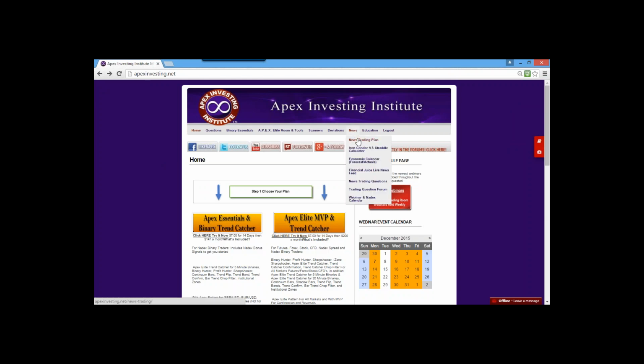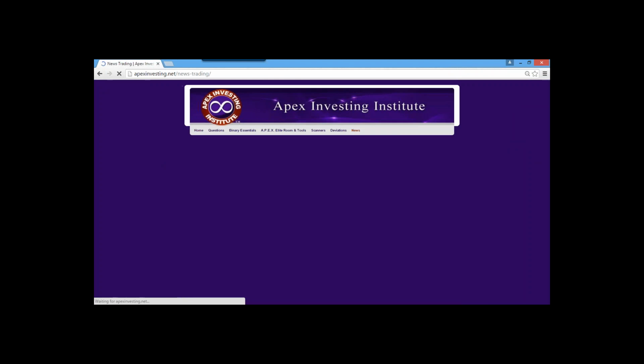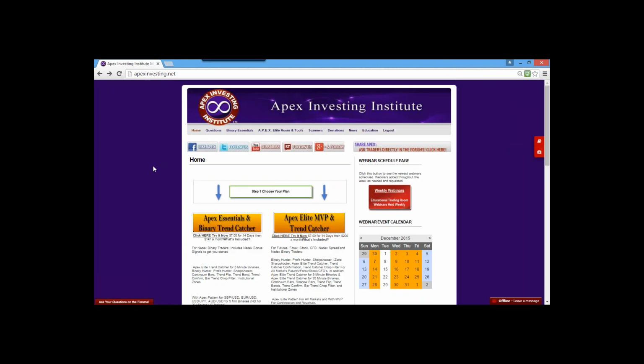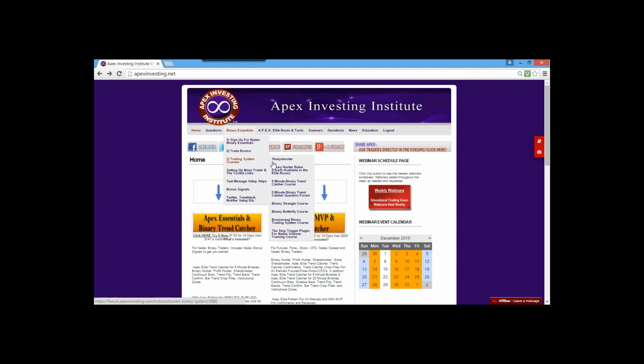Here under the news plan, we have a free news trading plan that gives you all of the upcoming major news events that you need to be aware of for your trading. But if you're trading binaries, tonight we're talking about binaries. Right here under the Binary Essentials tab, third one down is Trading System Courses. We've got Sharpshooter, Binary Hunter, Binary Strangles, Butterflies, all step-by-step training courses you can watch there absolutely free that will walk through and show you several different ways that we trade Nadex, several different systems and indicators, how we trade binaries, whether it's trending markets, range-bound markets, news trades, and you can go through and check all of those out, all right?